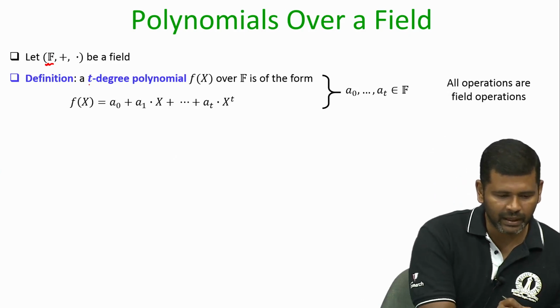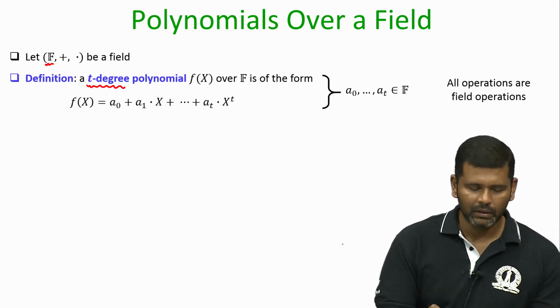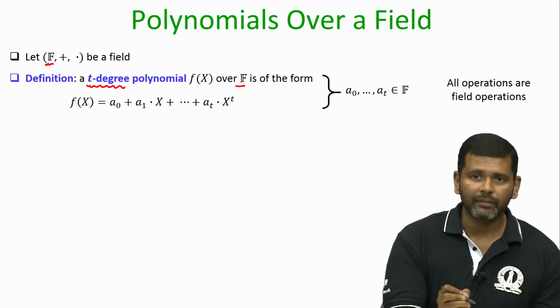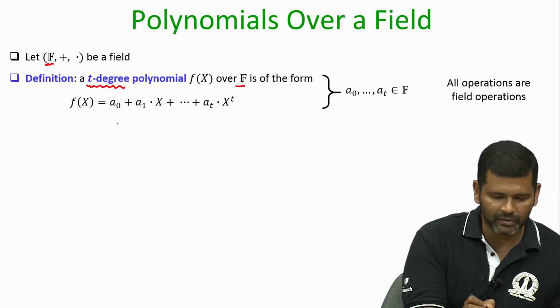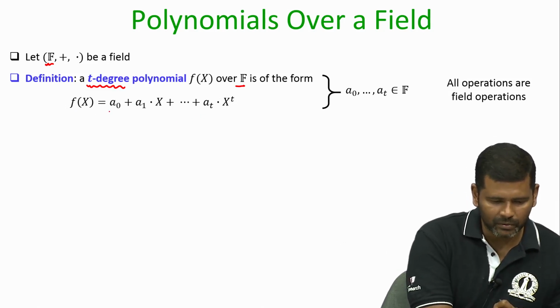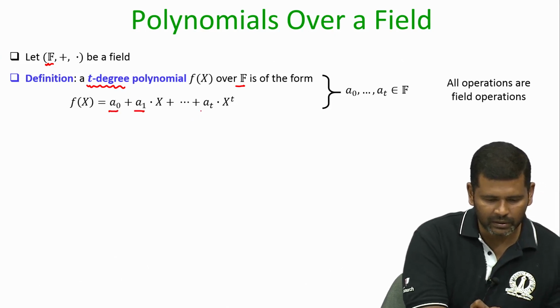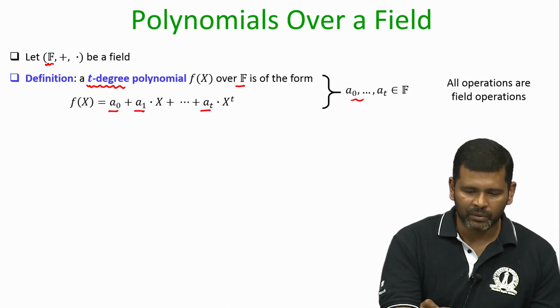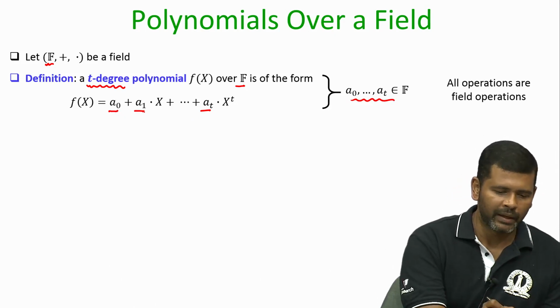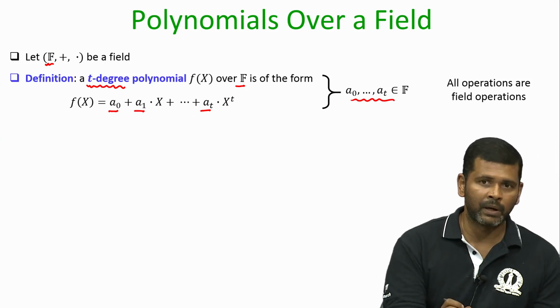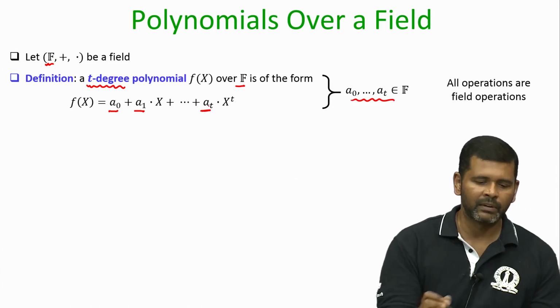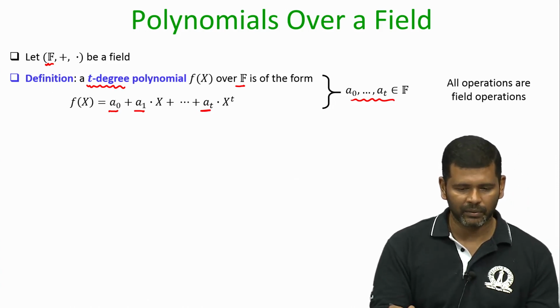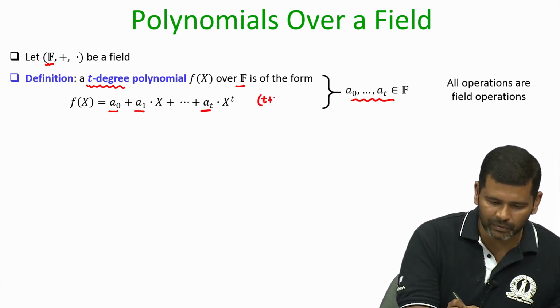So, if I say that I have a polynomial whose degree is t, and if the polynomial is over the field F, then basically I am talking about a polynomial f of x which has t plus 1 coefficients. Those coefficients a naught, a 1, up to a t, are elements of the field. a 1 will be the coefficient of x to the power 1, a 2 will be the coefficient of x to the power 2, and a sub t will be the coefficient of x to the power t. So, in total you have t plus 1 coefficients.